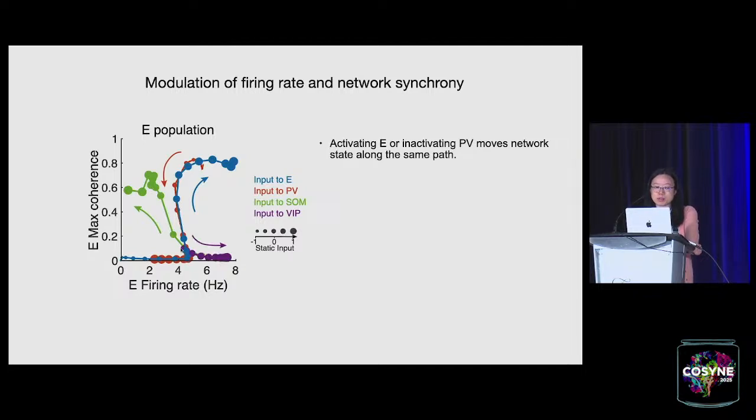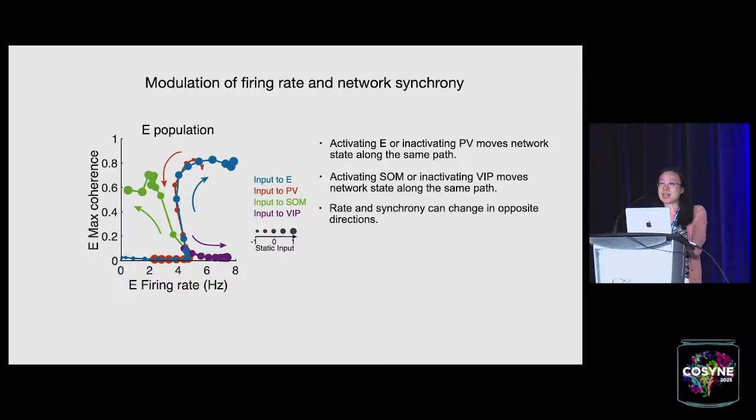Lastly, input to the VIP neurons moves the network along the same path as input to the SOM neurons, but with opposite direction, and it never leads the network into the strong synchrony states, which can be an advantage of applying input to the VIP neurons. So we can see that in this network of 3 interneuron subtypes, the rate and the synchrony of the excitatory neurons can change in opposite directions.